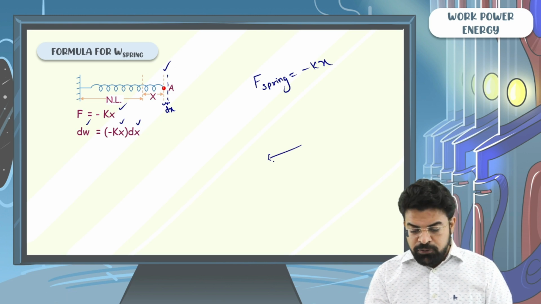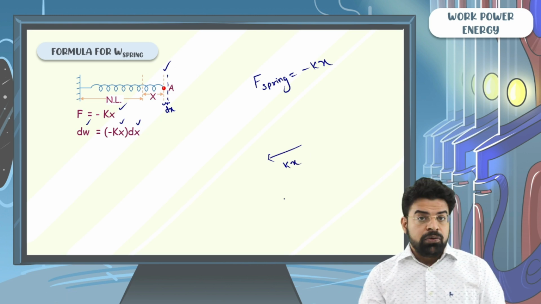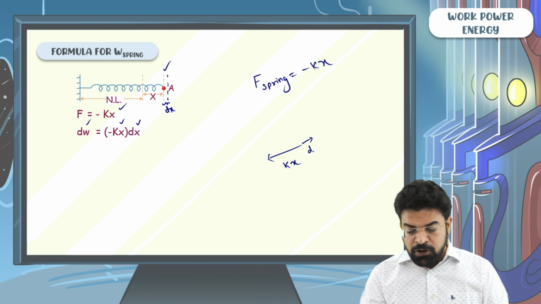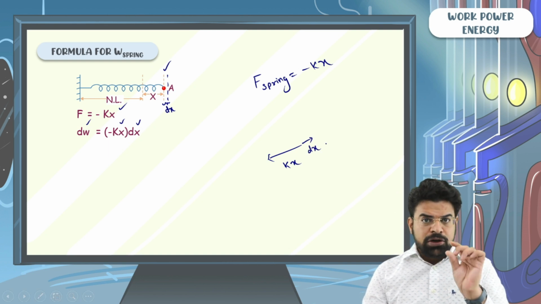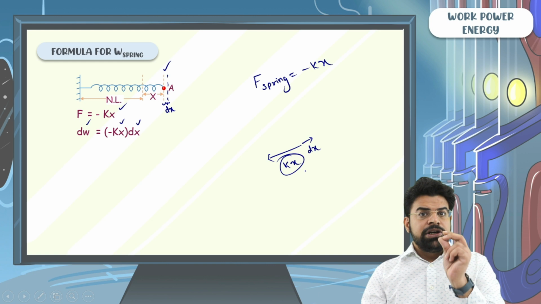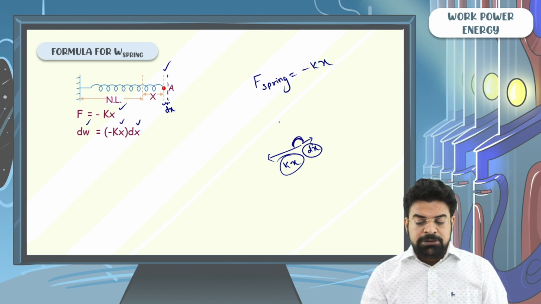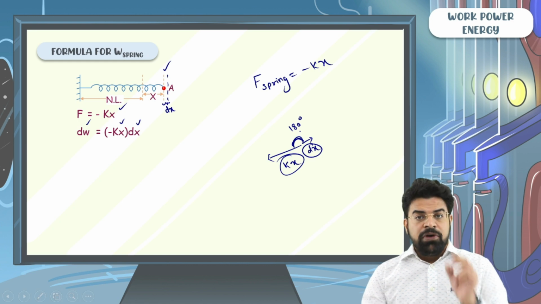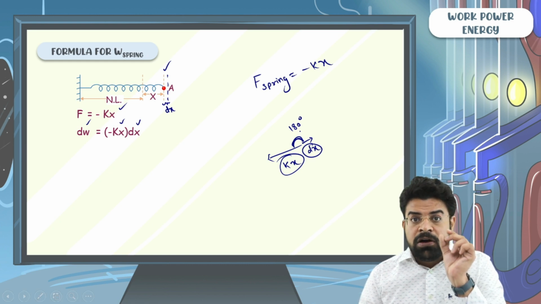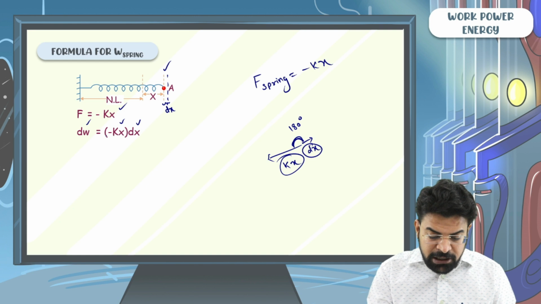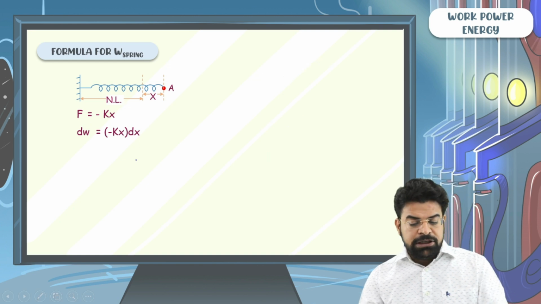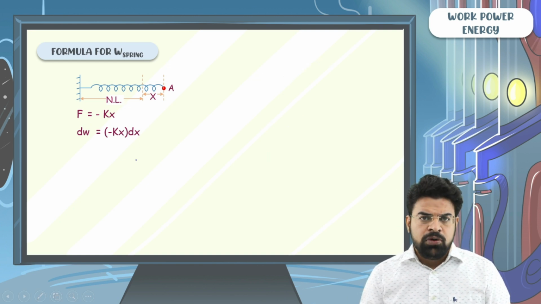Why? Because the force is backward having a magnitude kx, the displacement is forward dx. So the magnitude of force is kx, the magnitude of displacement is dx, and the angle between the force and displacement is 180 degrees. So we will get the infinitely small work done to be negative. So we will write dW equals minus kx dx. Once you know dW, game over.